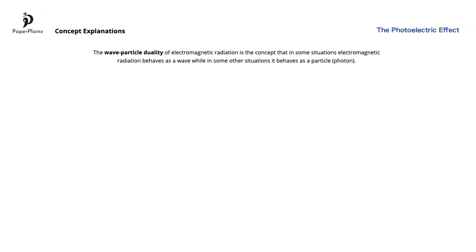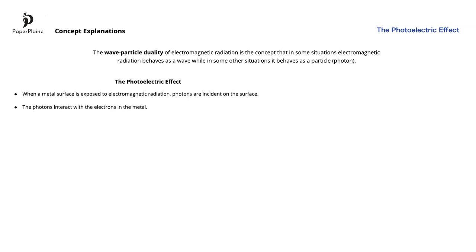The photoelectric effect is an example of a situation when electromagnetic radiation behaves as a particle. Let's see how the photoelectric effect works. When a metal surface is exposed to electromagnetic radiation, photons are incident on the surface. The photons interact with the electrons in the metal. Each photon interacts with a single electron.